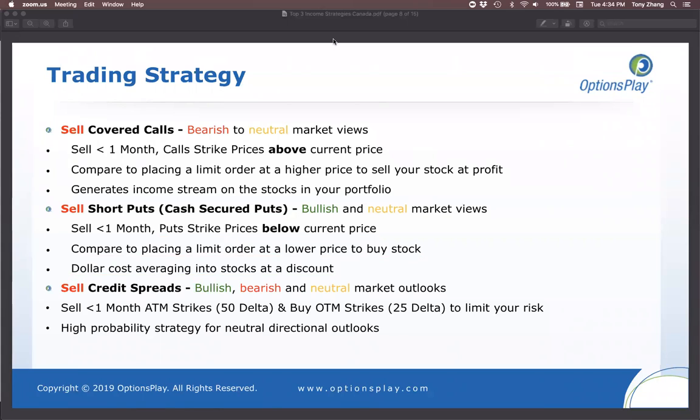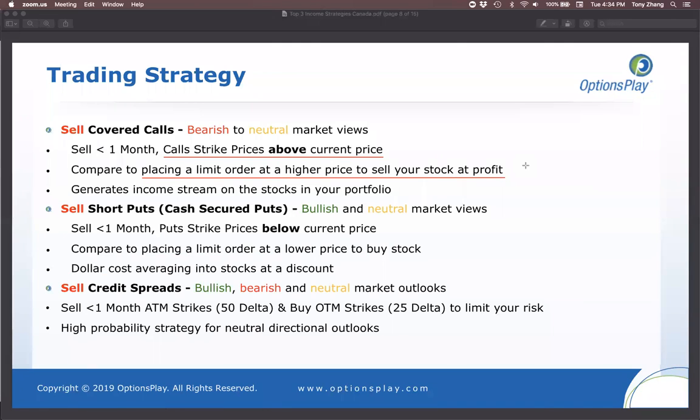Once you've sold that put and you've acquired that stock, now it's time to start selling covered calls. So covered calls, you want to sell calls that are less than 1 month out. And here you want to sell covered calls at strike prices above the current price. And again, this compares to placing a limit order at a higher price to sell your stock at a profit. So now let's say we own BMO stock at $94 or $93 after selling that cash secured put.